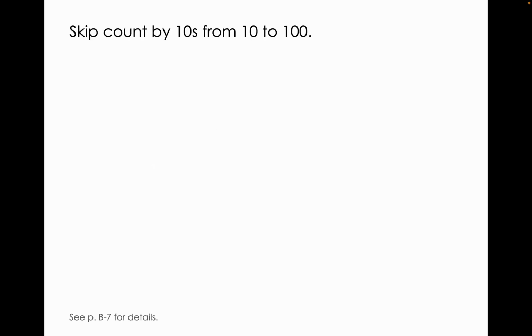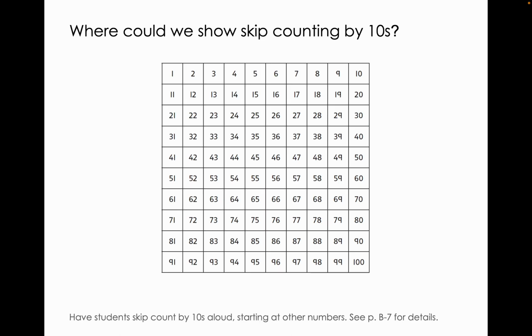Skip count by tens from 10 to 100. 10, 20, 30, 40, 50, 60, 70, 80, 90, 100. Great. Where could we show skip counting by tens? Okay, so skip count out loud by tens, but start at different numbers.